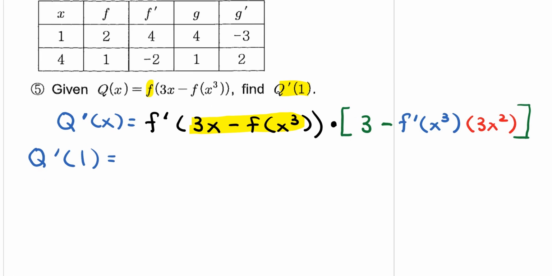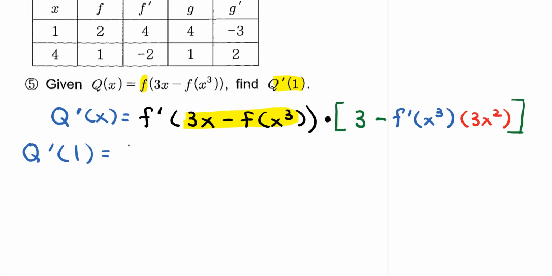Okay, so let's go ahead and plug in 1 for all the x's here. So now I have f prime bracket, so 3x, so if I plug in a 1 there, so 3 times 1 is going to be a 3, minus f of, and if I plug in a 1 here, so 1 cubed will be just a 1, right? So f of 1. Close that bracket and close that bracket. Actually, maybe I'll just change the colors here. So I'm not sure if that was clear. So bracket and a bracket.